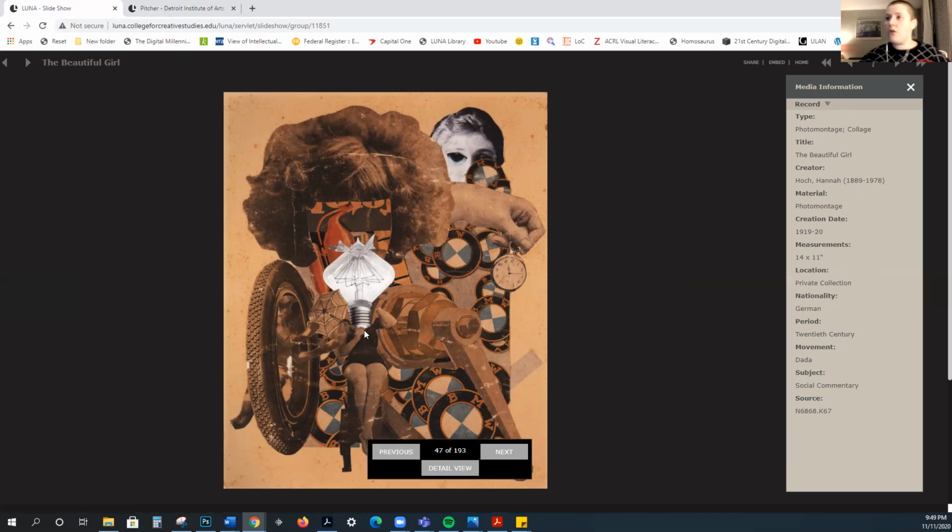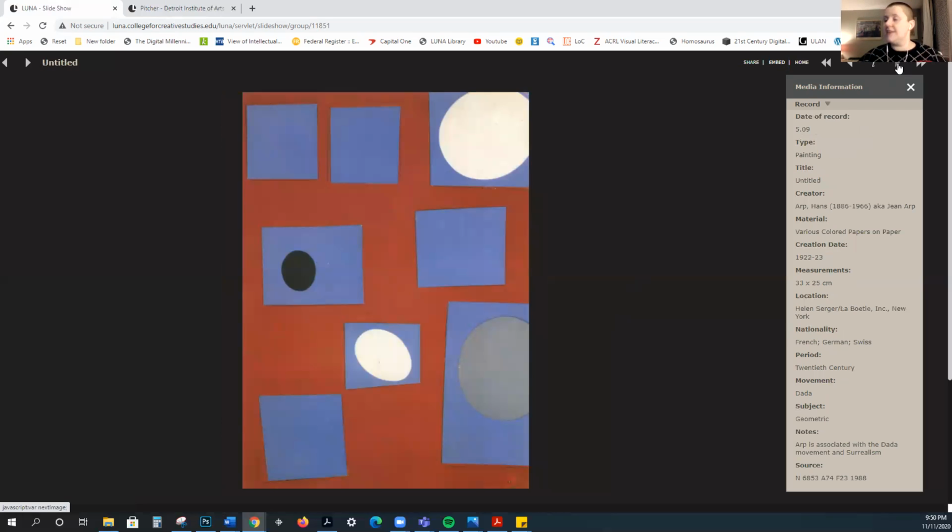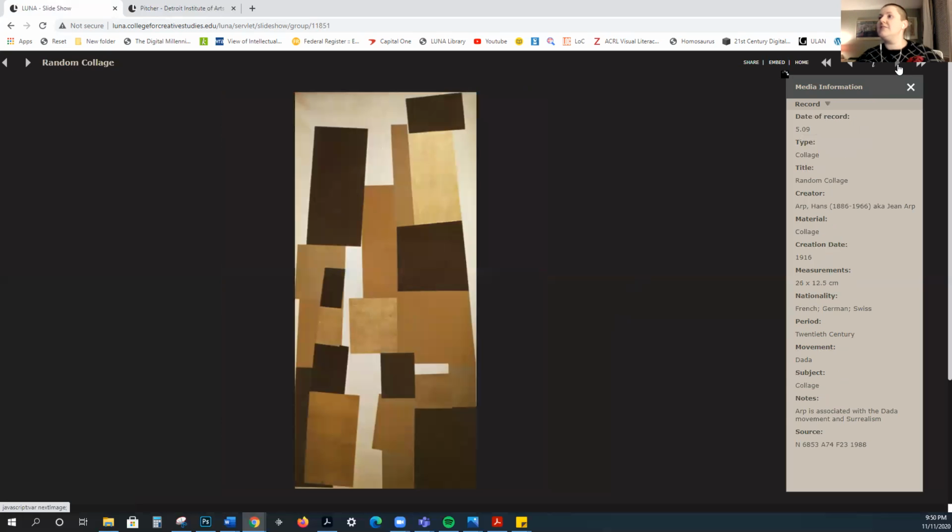So we are going to move, just again, to kind of show you some collages. And these were made by Hans Arp, who would cut shapes out of paper and then just drop them onto another piece of paper. And then he would kind of tweak it, but essentially he kind of allowed the random aspect to stand.